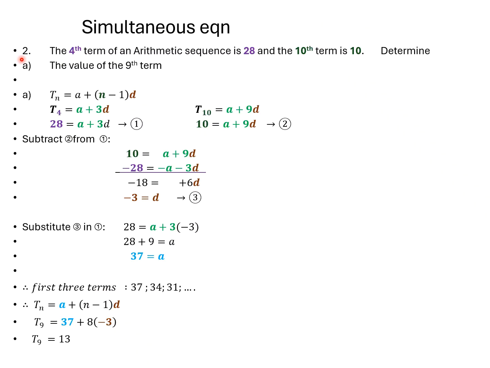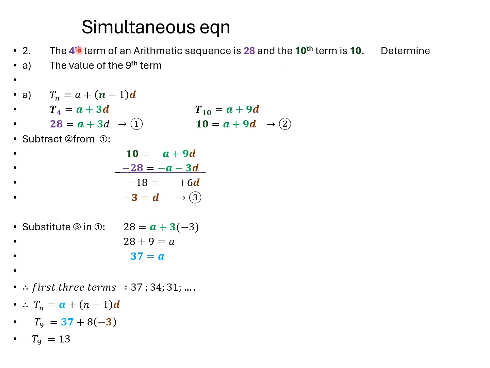Right, now problem number 2. They say the fourth term of an arithmetic sequence, very important, they say we're dealing with arithmetic, is 28. So term 4 is 28, and the term 10 equals 10. Determine, first, the value of the 9th term.